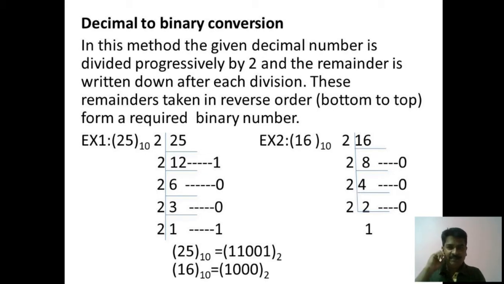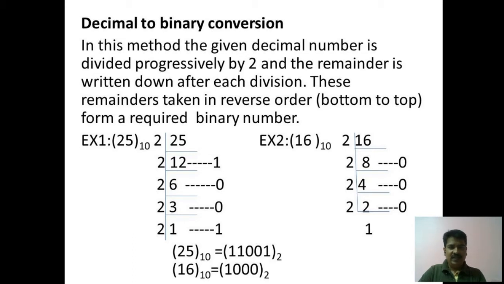I have given you an example: 25 is the decimal number, base 10. Now I am going to divide 25 by 2 successively. Once I divide, 2 12s are 24, remainder is 1. Write down the remainder each time. Again the 12 is divided by 2, 2 6s are 12, remainder is 0. Again write down the remainder. Again this 6, 2 3s are 6, remainder is 0. Write down the remainder. Again this 3 has to be divided by 2, 2 1s are 2. Write down the remainder.